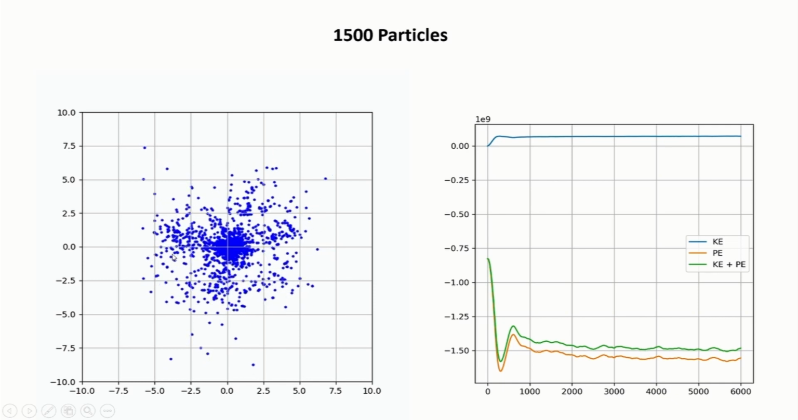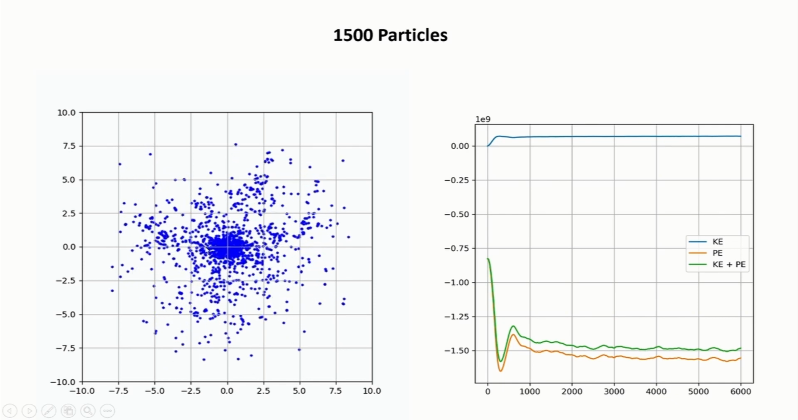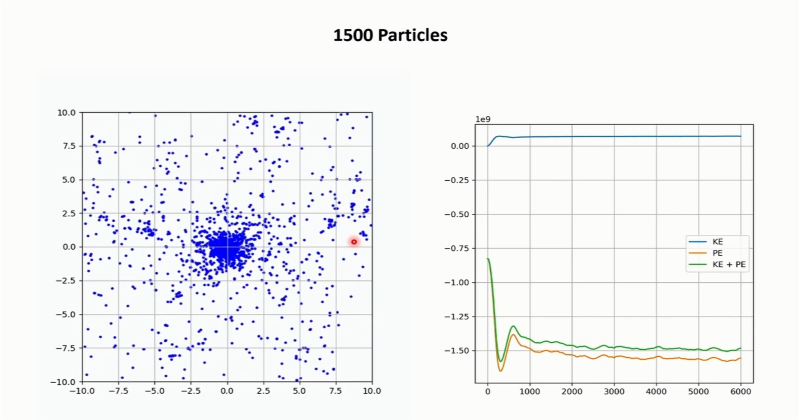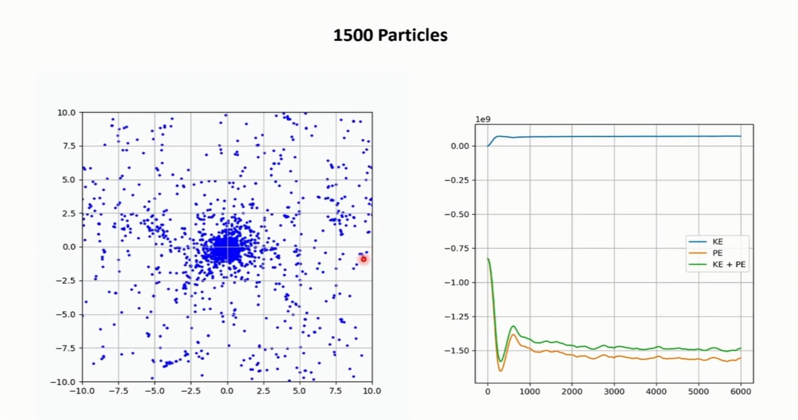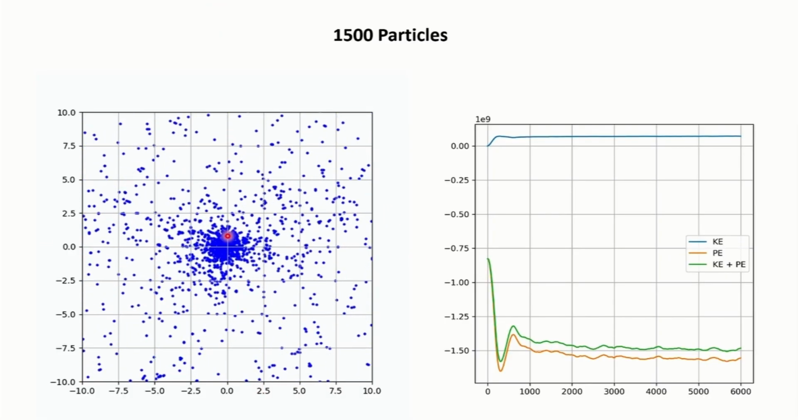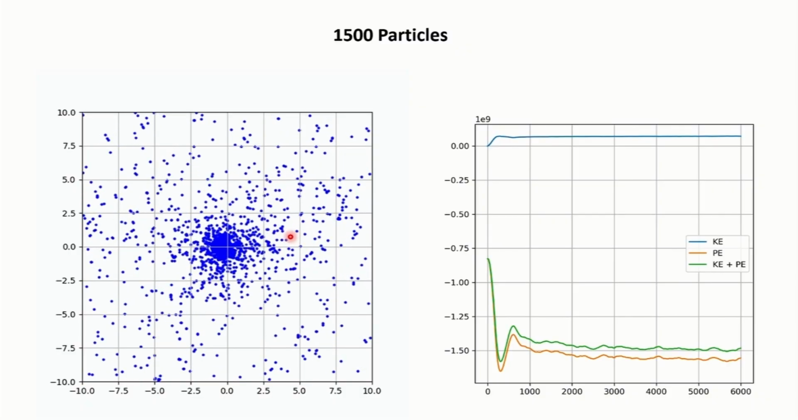And this is the animation of it. As you can see, a cluster is forming here, right? A cluster is being formed, and the particles which go past the boundaries are coming back. So the periodic boundary condition is properly applied, right?